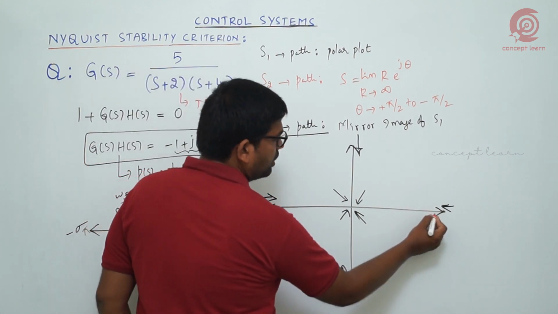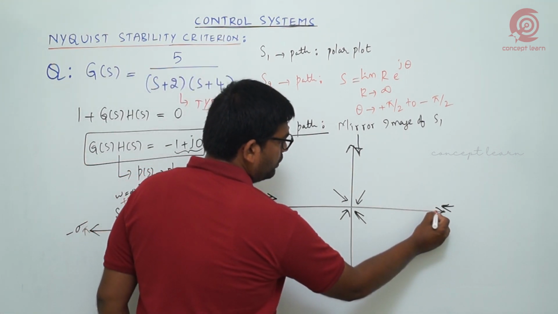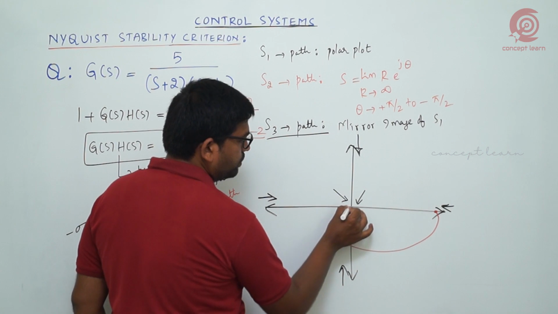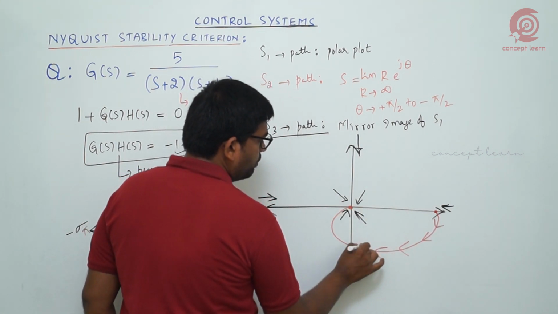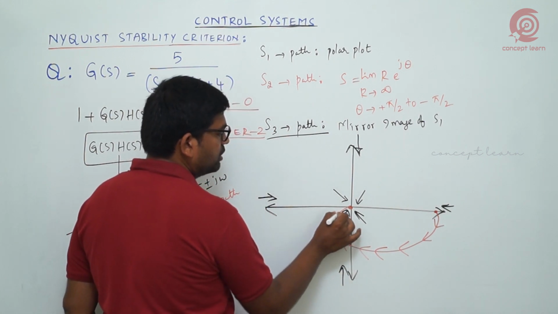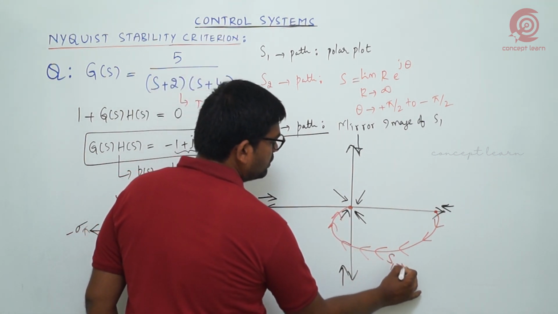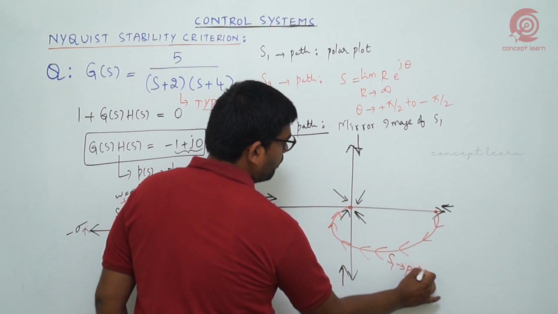Okay, type 0 means start from here, order 2 means it ends in this position. This one is our polar plot for the given transfer function, or S1 path in this Nyquist path.